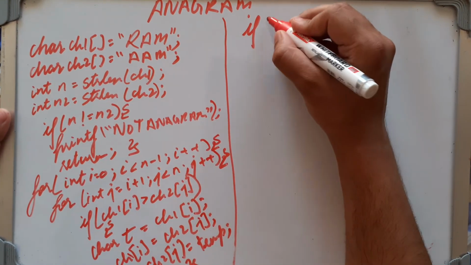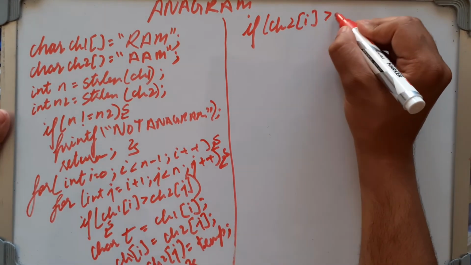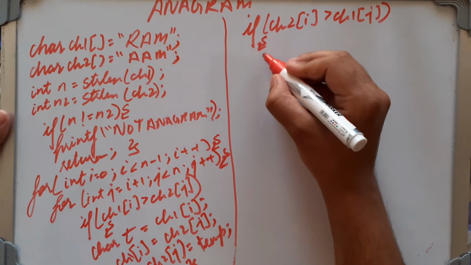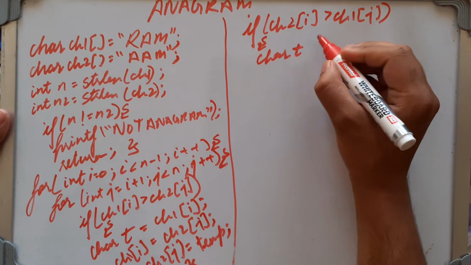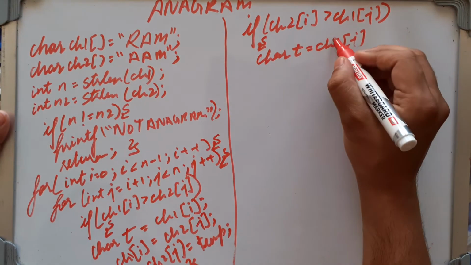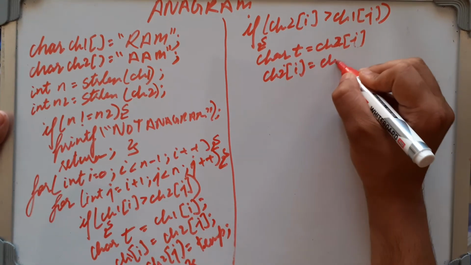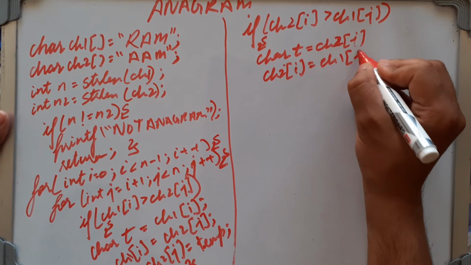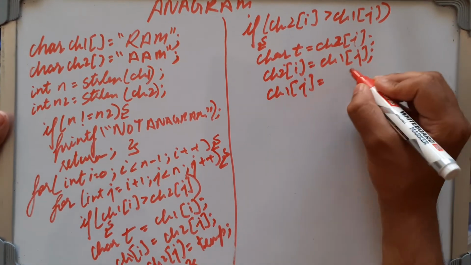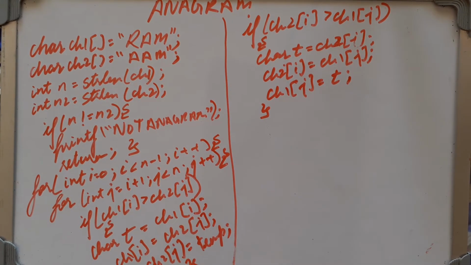If ch2 of i is greater than ch1 of j, you have to swap again. Char t equals to ch1 of j, ch1 of j equals to ch2 of i and ch2 of i equals to ch1 of j, and then you have to do ch1 of j equals to t. After this it will sort both of the strings, and now you have to check character wise.